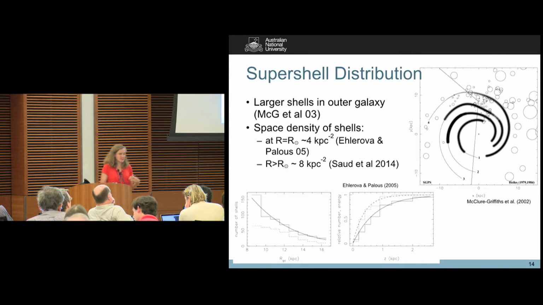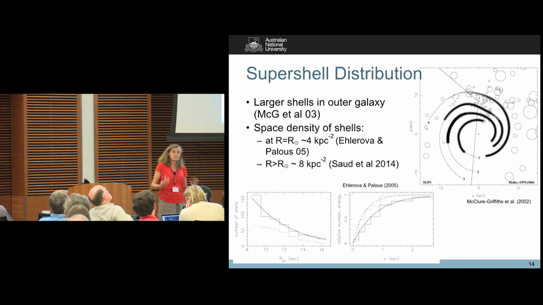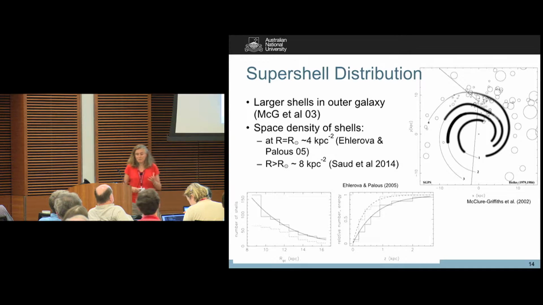One thing you tend to see is that the larger shells are in the outer galaxy. And that's not too surprising. They can survive longer there. Differential rotation doesn't smash them up quite as quickly as it does in the inner galaxy. And the scale height is probably a little bit larger as well.